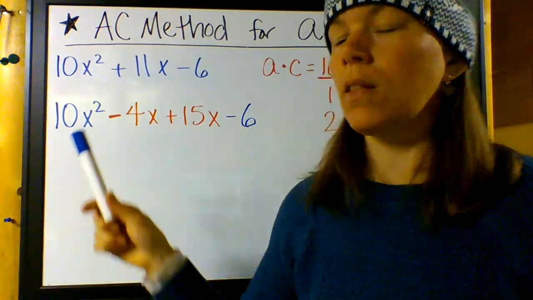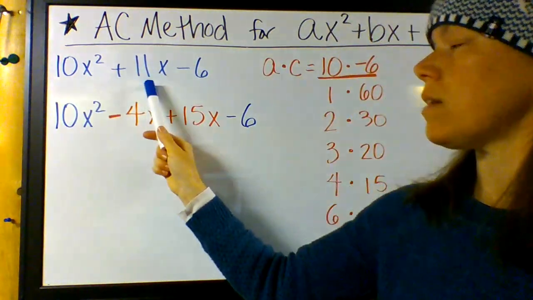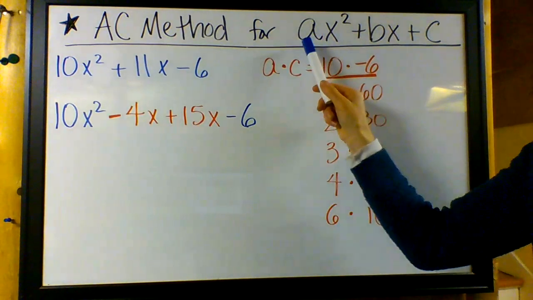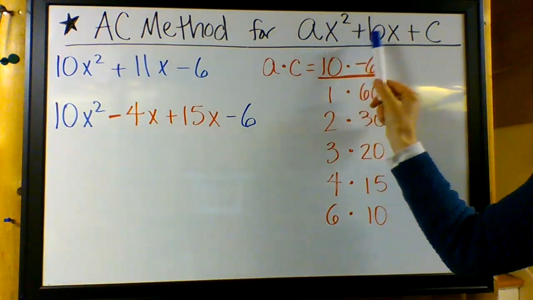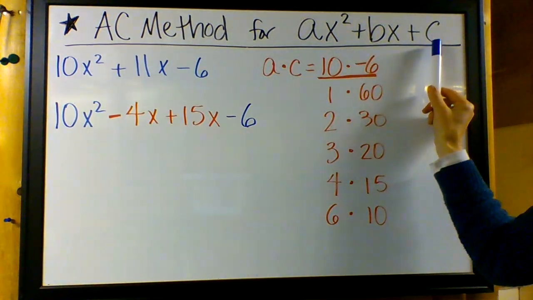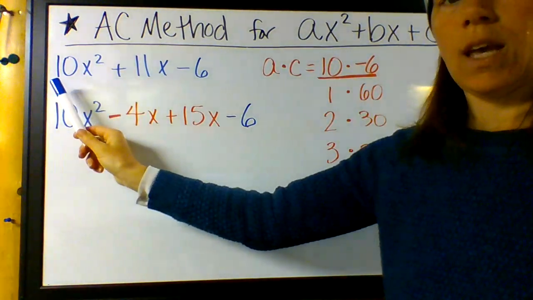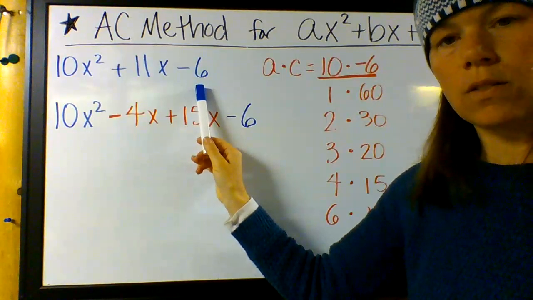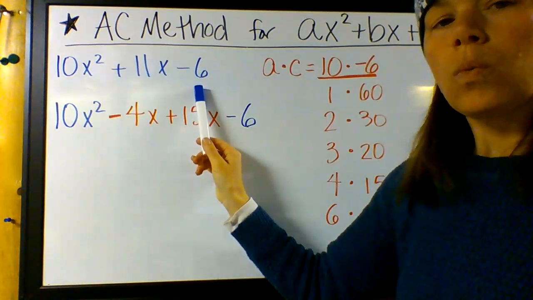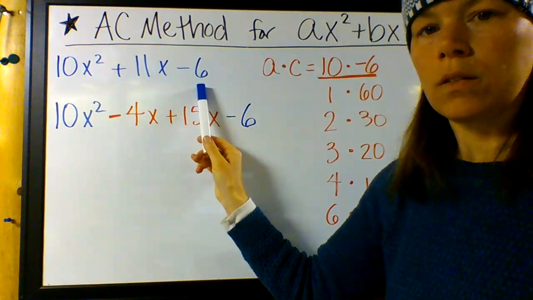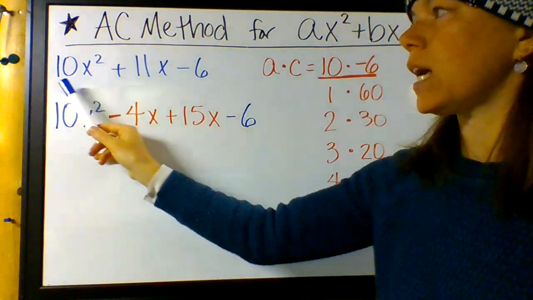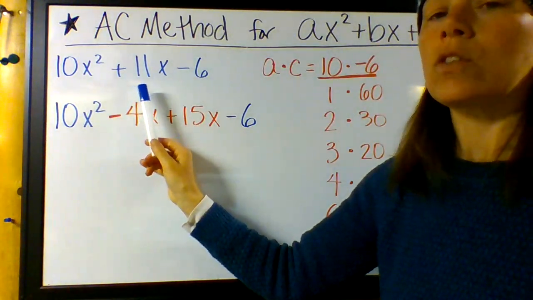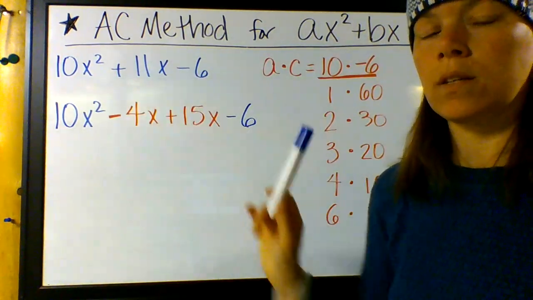However, what if we have something like 10x squared plus 11x minus 6? So we're going to think of this in the form ax squared plus bx plus c, where here a equals 10, b equals 11, and c equals negative 6. What we find out is that we're looking for factors of 10 and negative 6 that give us positive 11.